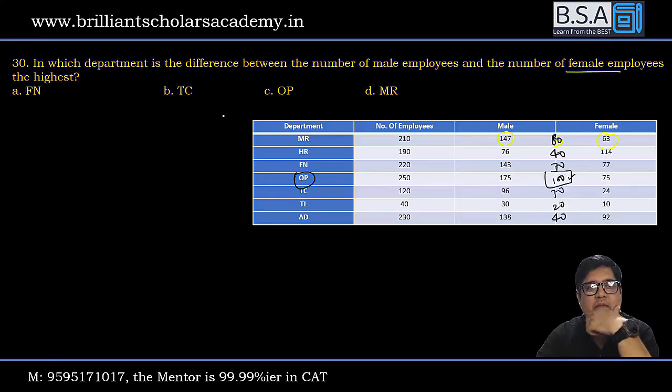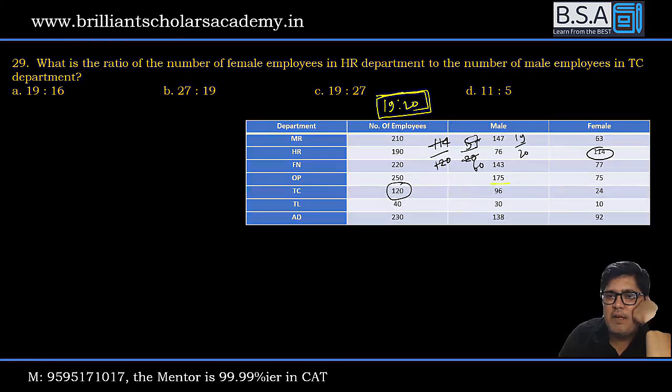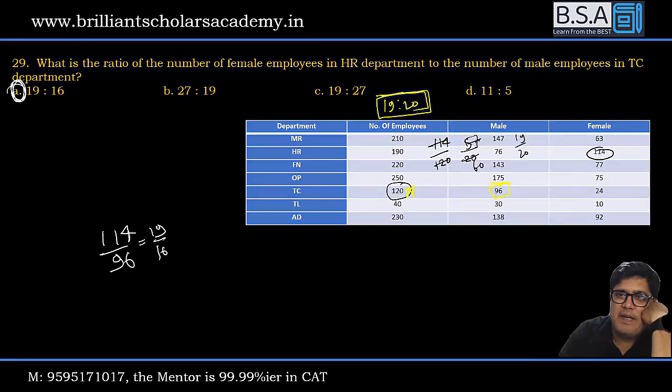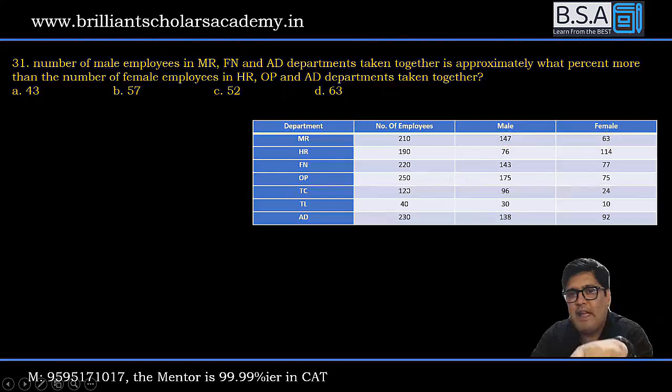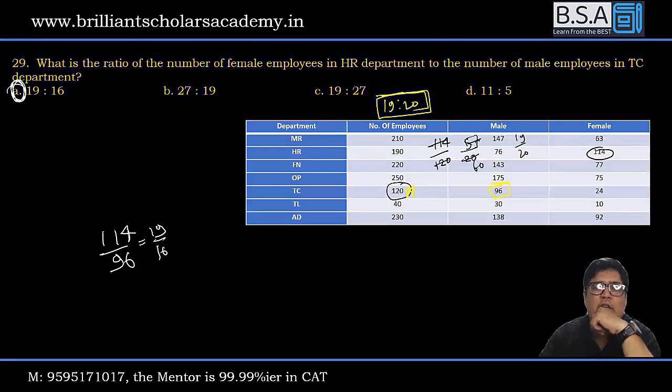In the previous question, what mistake were we making? HR department and TC. TC's male is this, why 120? TC's male is 96. 114 by 96, cancel as much as you can. This is 19 by 16. Males were needed. I was telling you about this same mistake, and we made it there. Male employees are 96, why are you taking total 120?